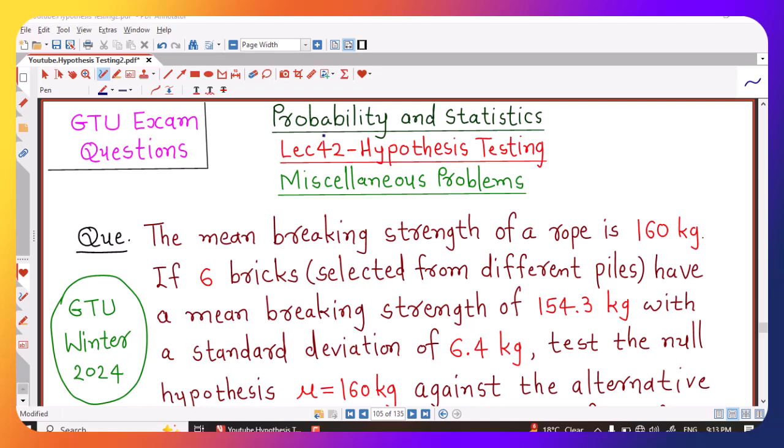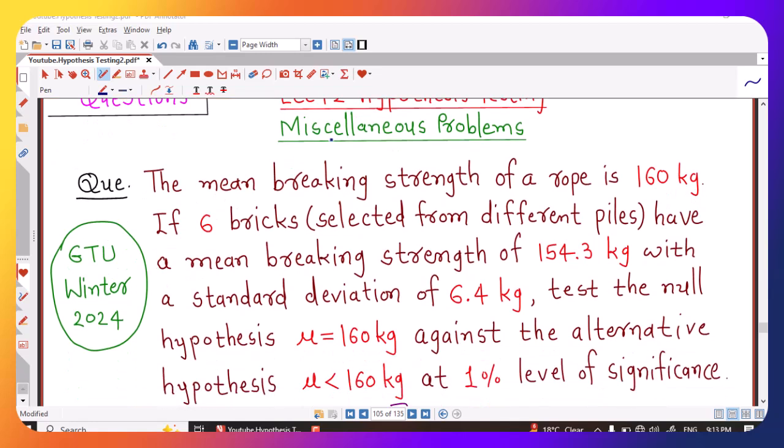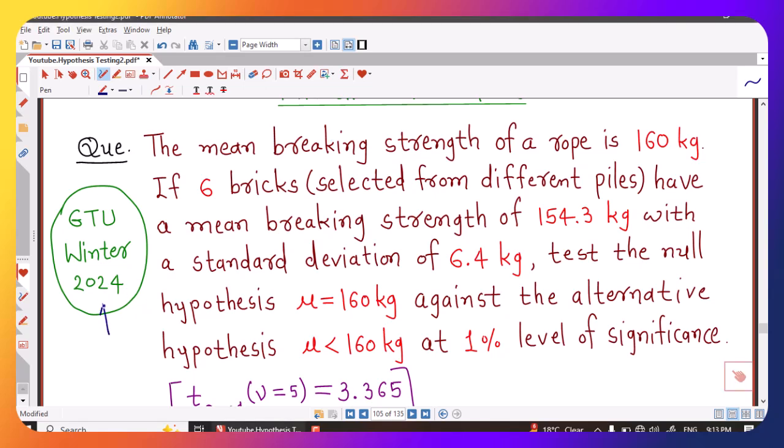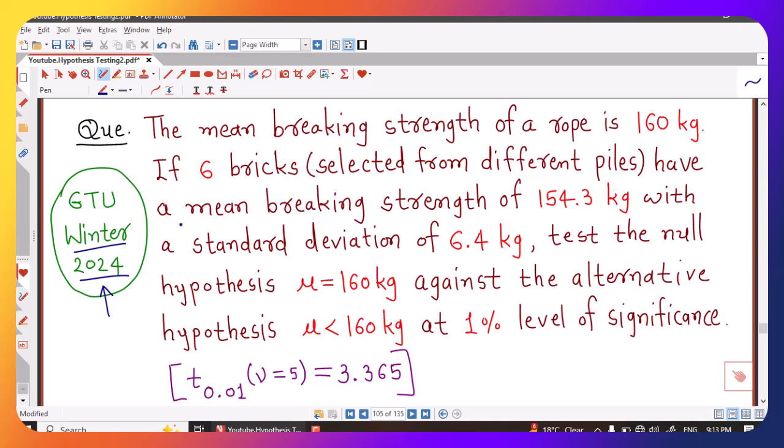In this lecture also we will discuss one more problem on hypothesis testing, and we have taken the problem which was asked in GTU Winter 2024 exam. First we understand what this question is about.